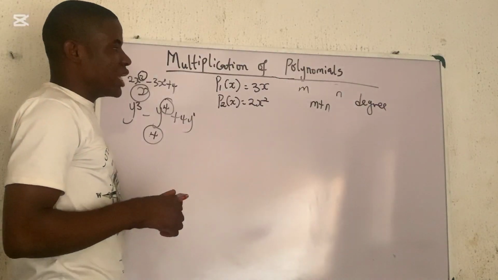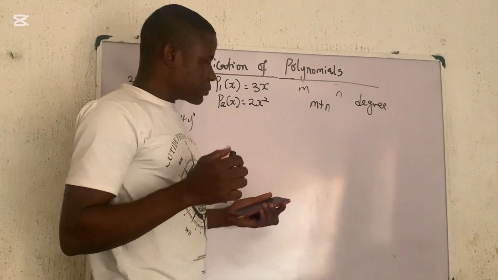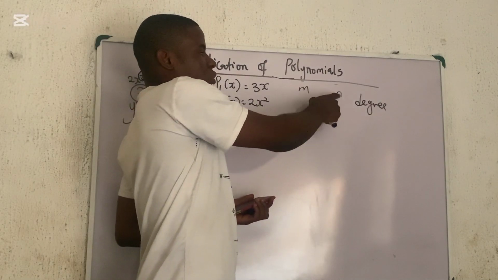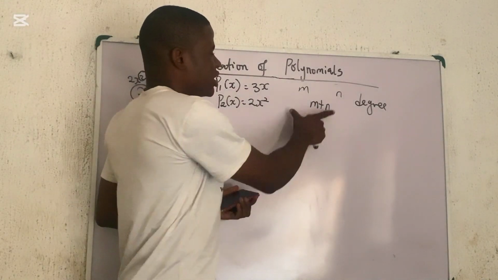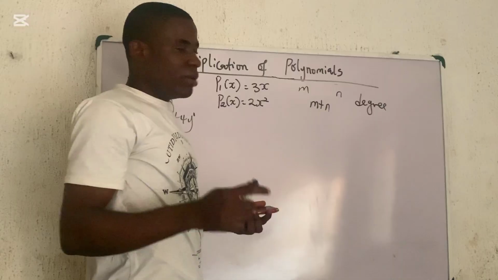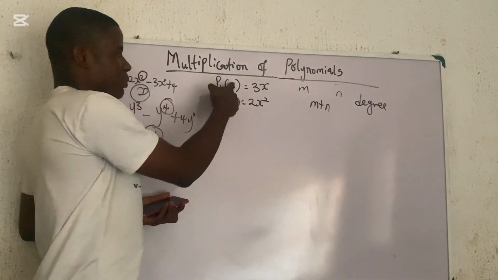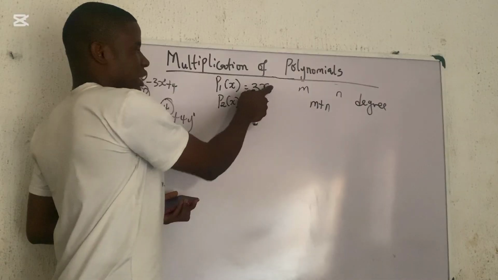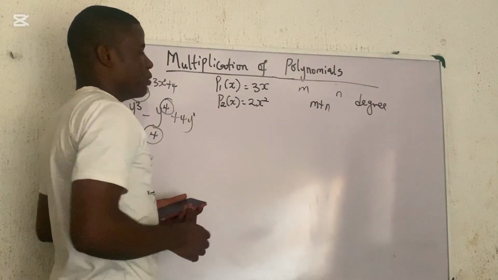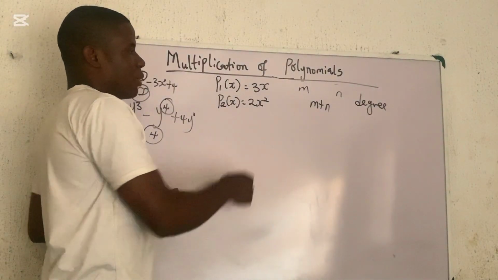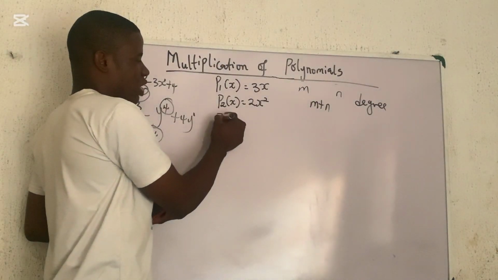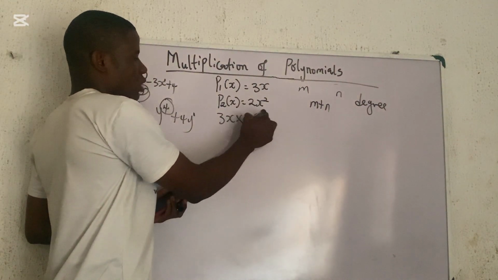So I said that if you multiply a polynomial whose degree is m by another polynomial whose degree is n, your answer's degree would be m plus n. Let me explain with the examples I gave earlier. I have the first polynomial P1 of x as 3x and the second polynomial P2 of x as 2x squared. When I multiply these two, that's P1 of x times P2 of x, I'll be having 3x times 2x squared.